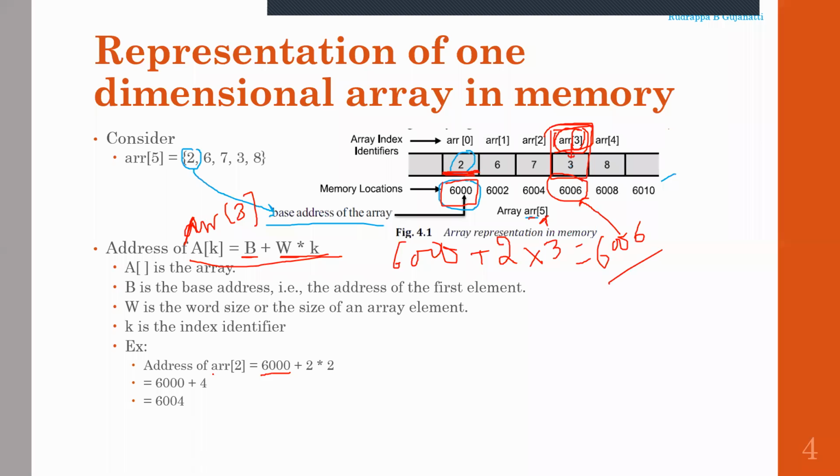Now similarly, the address of the element present at index 2 is obtained in this form. That is, base address is 6000 plus word size, for integers, is 2 bytes, and 2 is the index. So when I estimate, it is 6004, which is the address of the element present at index 2.